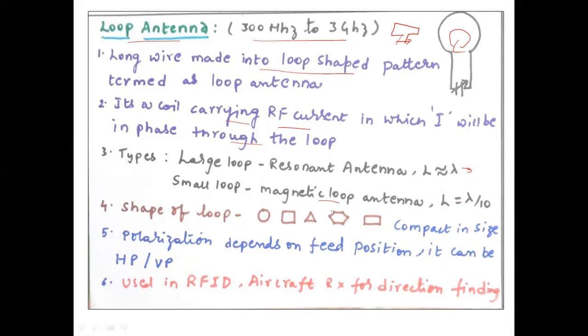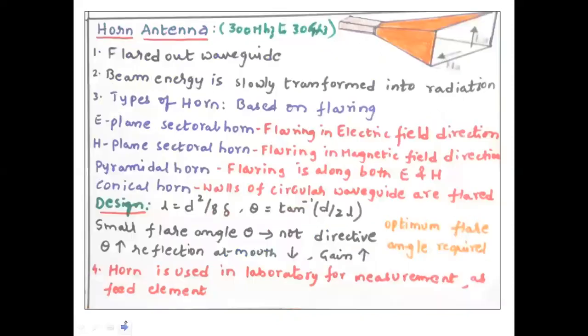And the shapes of the loops, as I already said, so many geometric forms are available. It is very compact in size. Polarization depends on the feed positions. It can be either horizontal polarization or vertical polarization. Basically, these loop antennas are used in RFID tags, aircraft, and receivers for direction finding purposes. In that way, we have some applications.